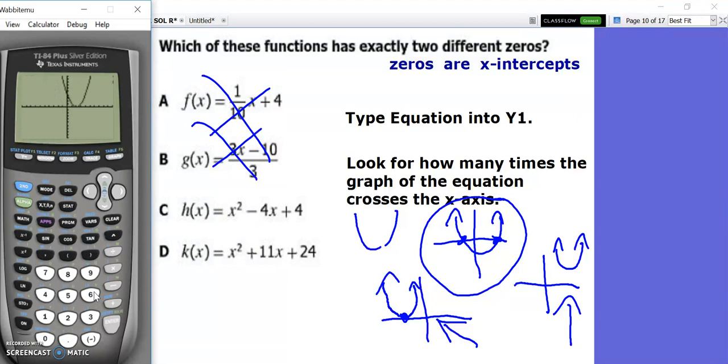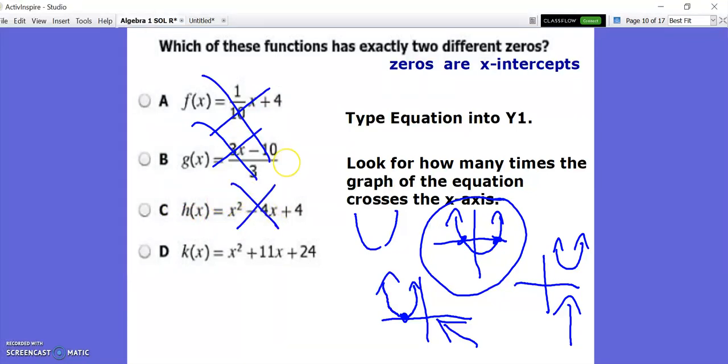It's going to graph it, and it looks to me like there's just one zero right here. It just touches right here and comes back up. So its zero is at its vertex. That means letter C has only one zero, so the answer cannot be letter C. So it's more than likely letter D. It can't be anything else, but let's prove it.